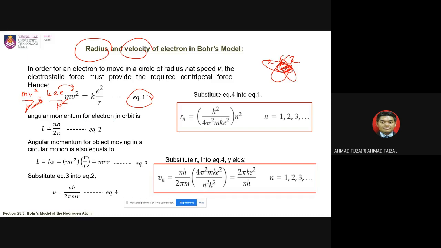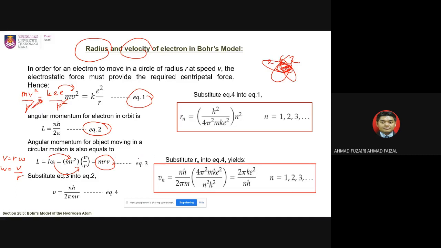From the angular momentum for the electron in orbit, nh over 2 pi, this should be equation number two. Then the angular momentum for an object moving in circular motion is also, as I already told you, L equals the moment of inertia I times the angular velocity or angular frequency, which is also mr squared times omega. Remember, v equals r omega, and omega equals v over r. That's how we get angular momentum equals mrv, where m is the mass, r is the radius, and v is the speed.